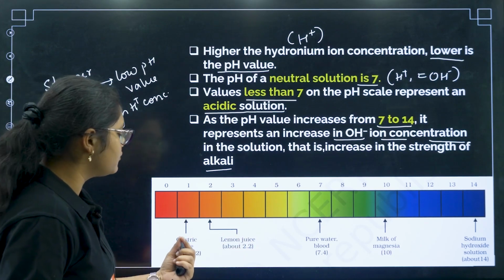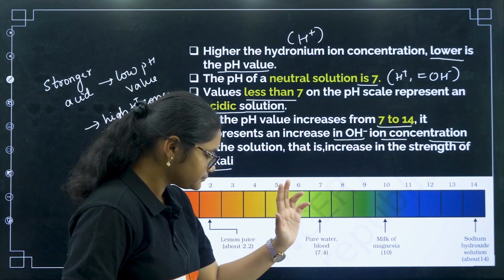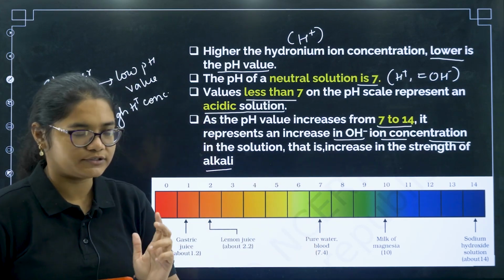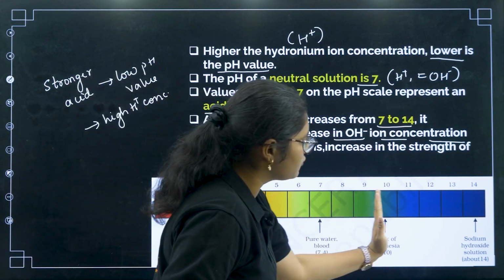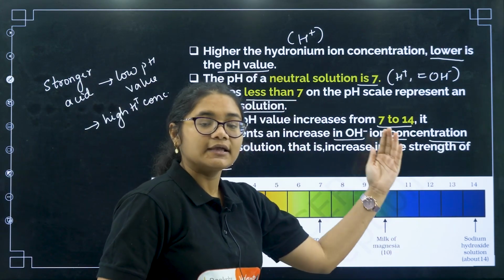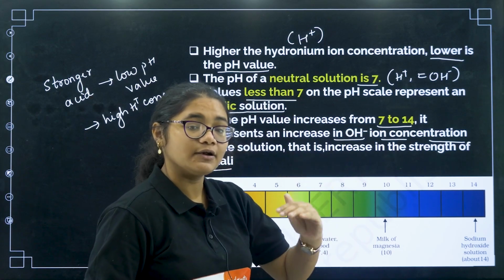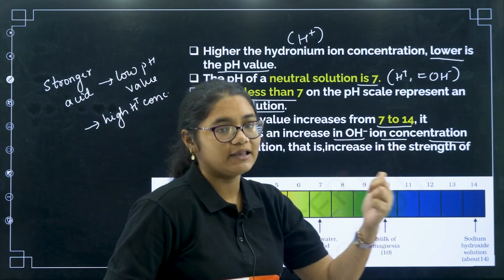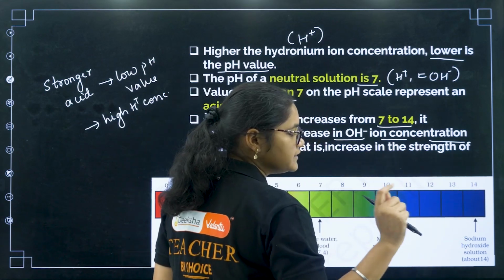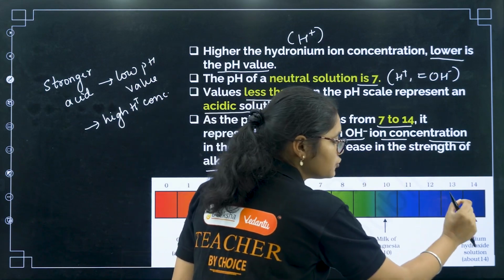Now if you compare pure water, or blood, the pH is 7.4 something. And now if we move towards this side, here the range is basic solution. Here H plus concentration is less and OH minus concentration is increasing. So pH 14 means very high concentration of OH minus, and a strong base.